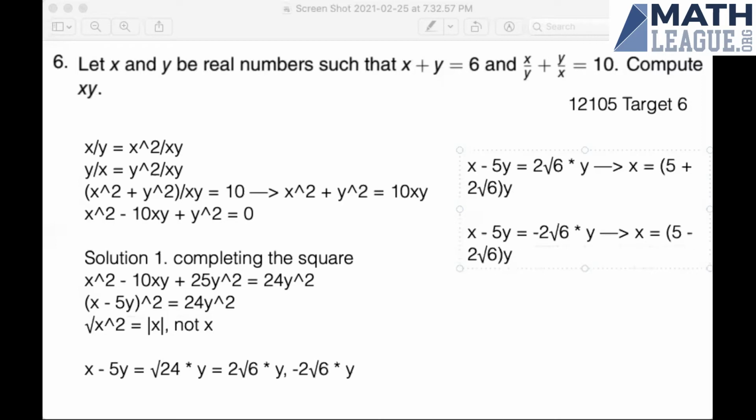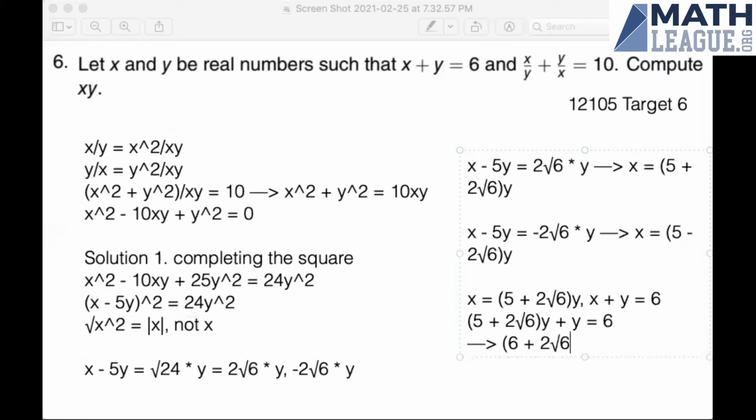But now, which one of these actually makes sense? In other words, can we eliminate one of the possibilities right off the bat as being absurd or not fulfilling the conditions of the problem? Well, not exactly. It seems like both work perfectly fine. So let's just try out the first one. If x equals 5 plus 2 root 6 times y, then we could plug that into x plus y equals 6. And we get 5 plus 2 root 6 times y plus y equals 6, which tells us that 6 plus 2 root 6 times y is equal to 6, and therefore y should be equal to 6 divided by 6 plus 2 root 6.